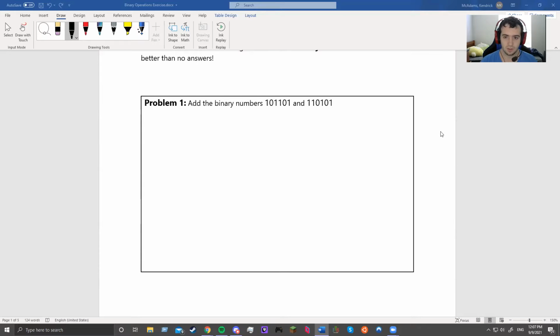So as you can see here, we've got the numbers 1, 0, 1, 1, 0, 1. And also we have 1, 1, 0, 1, 0, 1. All right, so we're going to be adding these two numbers together. First of all, we're going to add the right column, just like regular addition. As you can see, it's a 1 plus 1.